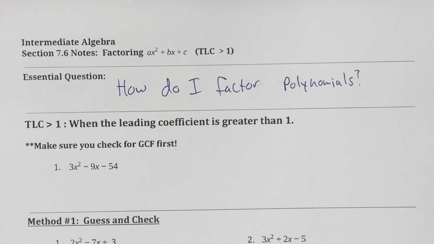So when we start factoring with the leading coefficient greater than 1, it brings in more options. It's not always going to be x and x first when we unfoil it. So that just makes it a little bit tougher as we progress.